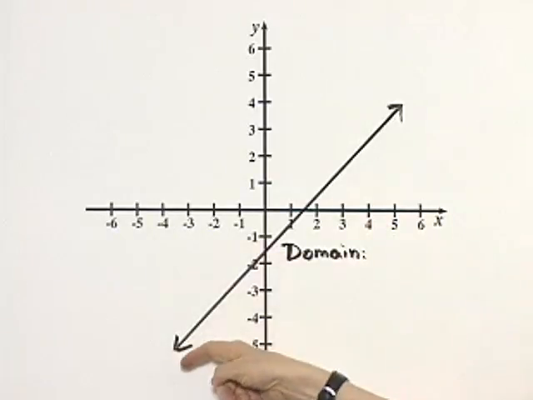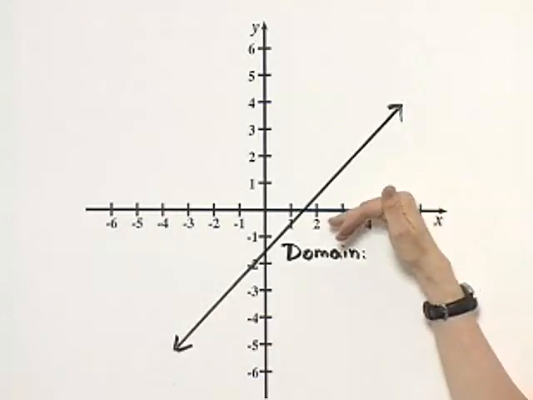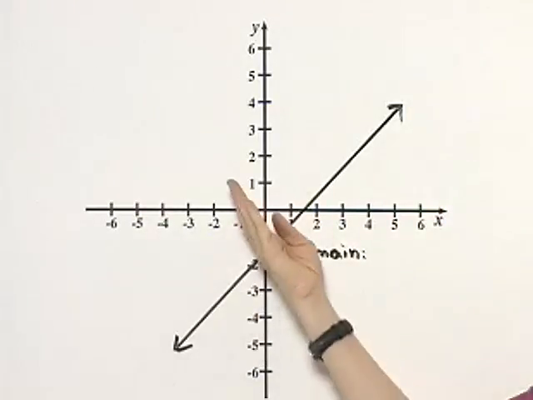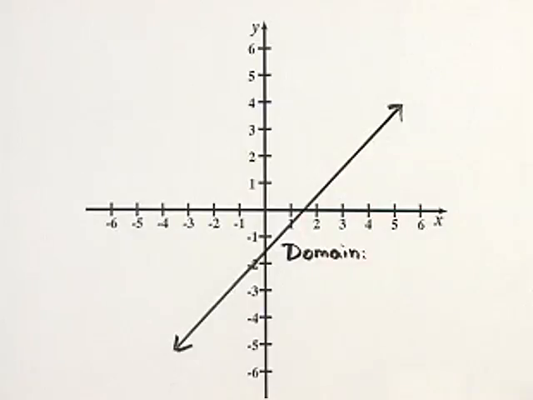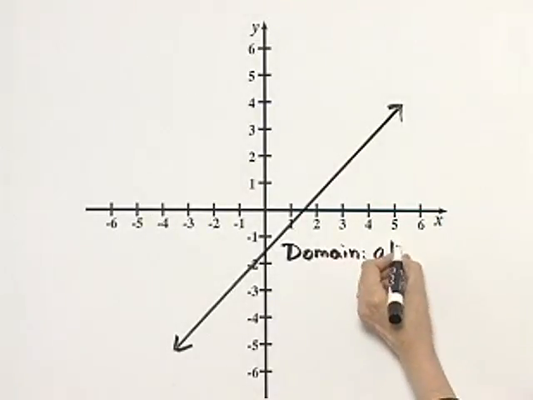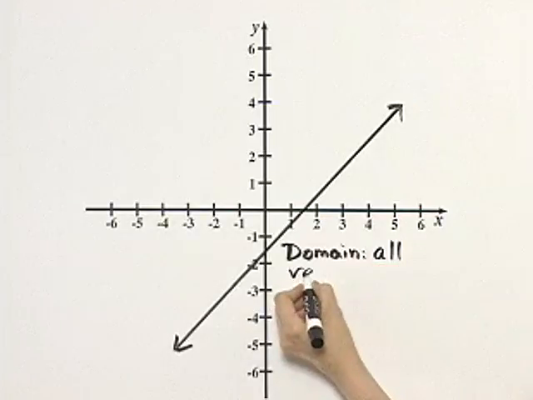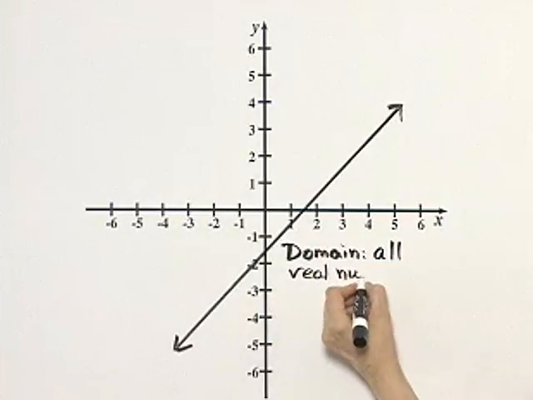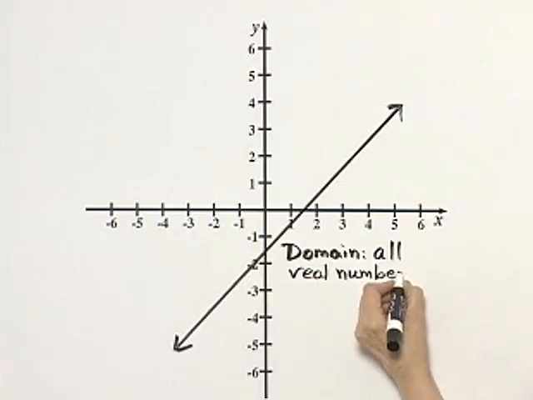And because of these arrowheads, it's a graph of a line. It extends indefinitely to negative infinity and indefinitely to positive infinity. That means the domain, the x values, make up all real numbers. All real numbers will be x values for this graph.